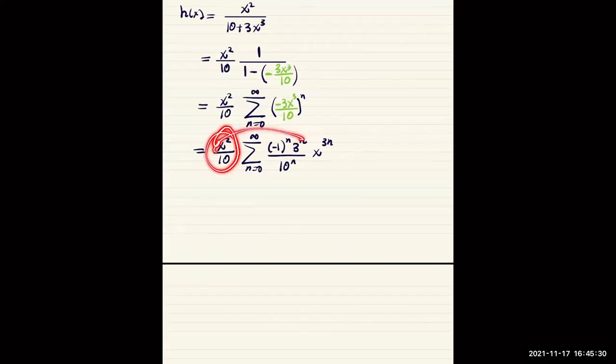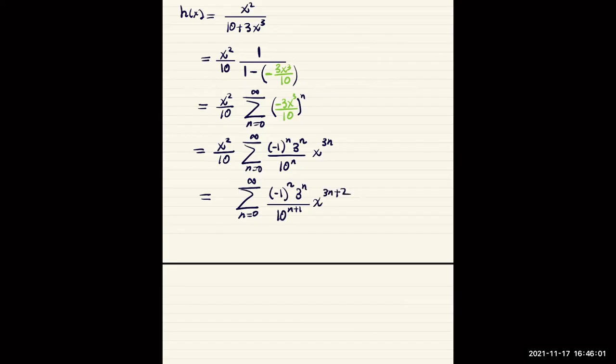Distribute this again into the sum. When you multiply x squared by x to the 3n, you get x to the 3n plus 2. So we have that 3 to the n. In the bottom, 10 times 10 to the n is 10 to the n plus 1. And again, here, x to the 3n plus 2. There is your power series representation of x squared over 10 plus 3x cubed.